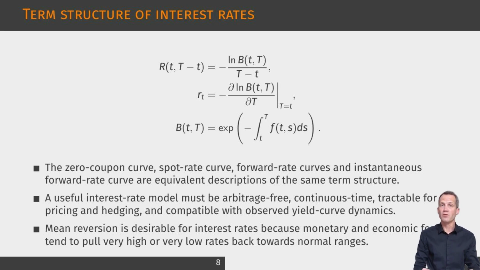A useful term structure model must satisfy several requirements. It must be arbitrage-free, because otherwise it would contradict observed market prices. It must be tractable enough for pricing and hedging derivatives. It should be continuous time to remain consistent with the valuation formulas of the chapter. It should also reproduce important empirical features of interest rates, including curve shapes, persistence, and the behavior of long rates. Mean reversion is usually desirable for interest rates because very high or very low rates tend to trigger economic and monetary responses that bring them back towards more normal levels.